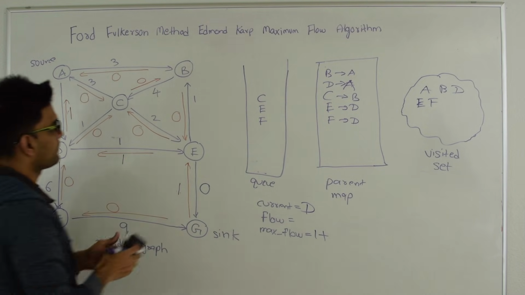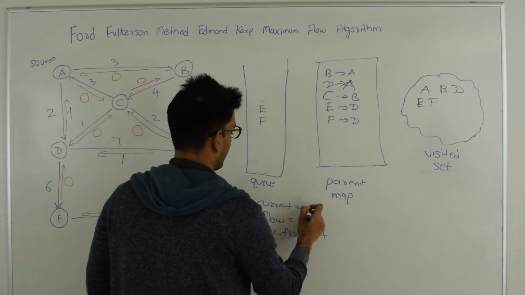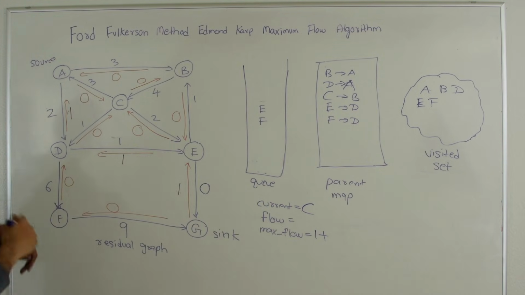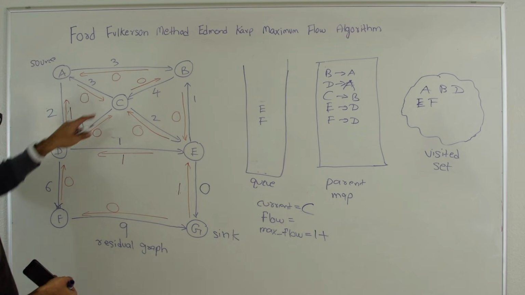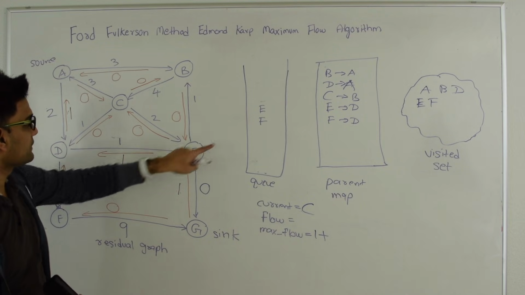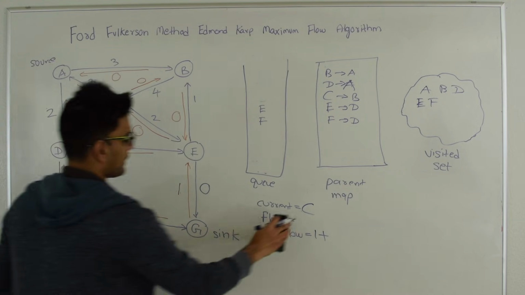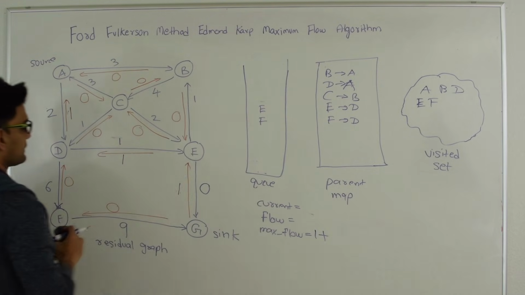So next let's again pop from the top of the queue. So my current becomes C. C has no neighbors which are not visited and have residual capacity greater than 0. A is visited, B has no residual capacity, E is already visited, and D is already visited. So we cannot do anything about C. So let's get E out.